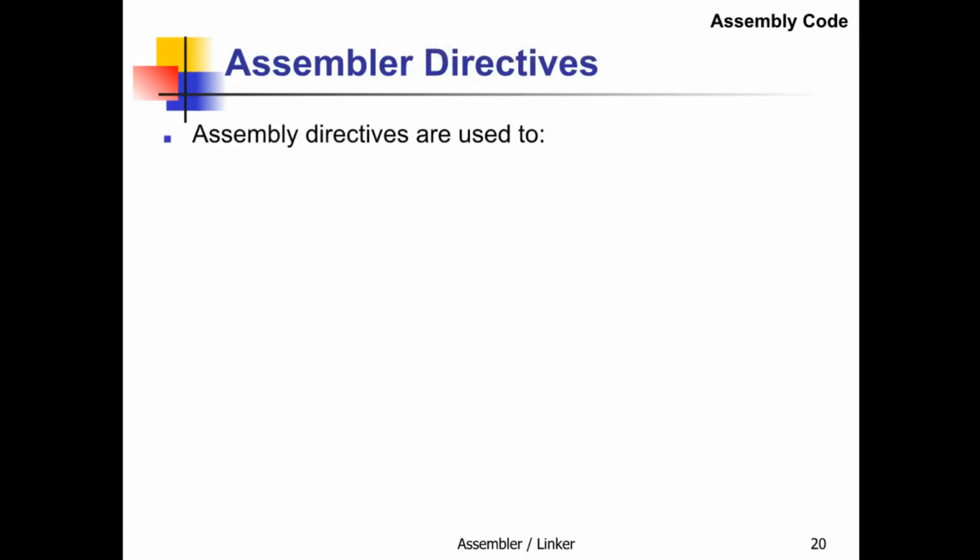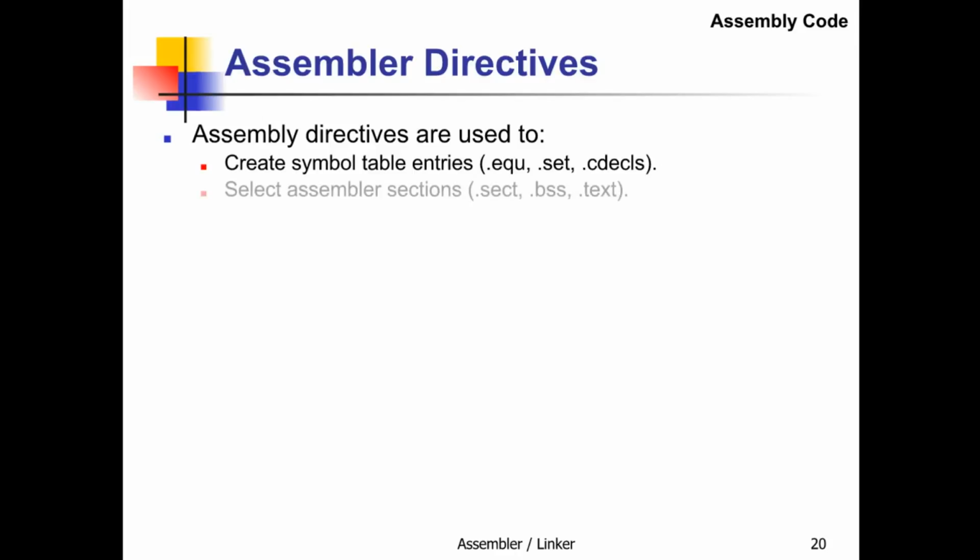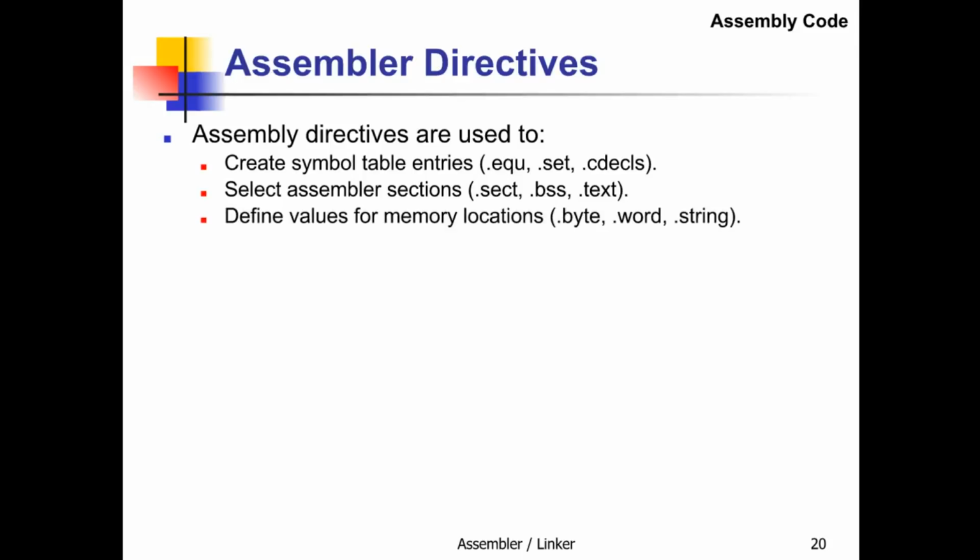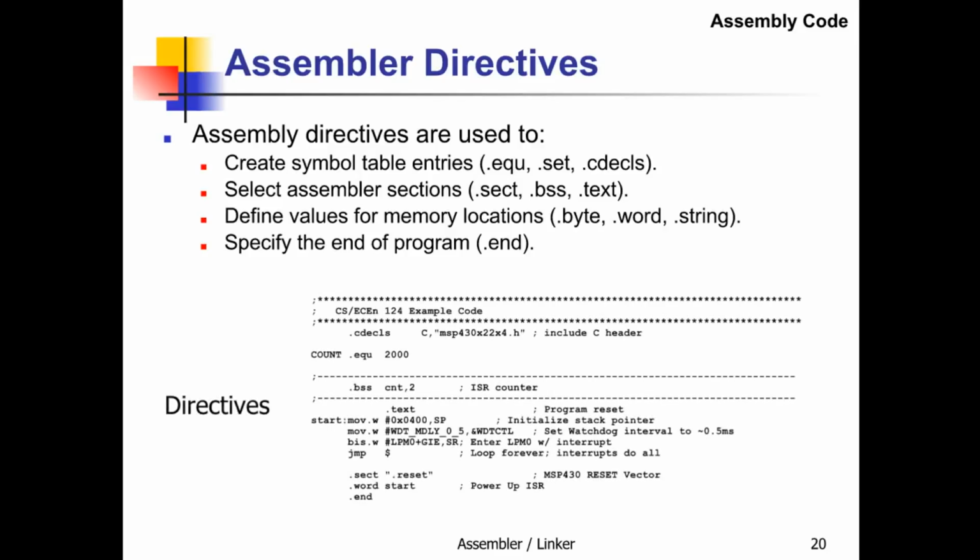So let's look at assembler directives. Assembler directives are used for creating symbol tables. That's the .equ, the .set, .cdecls. They're used to select assembler sections like .text and so on. That tells you where the code is coming and so on. There are some other kinds of sections. They're used to define values for memory locations. You can use .byte, .word, .string to define those. You can specify the end of the program with .end.